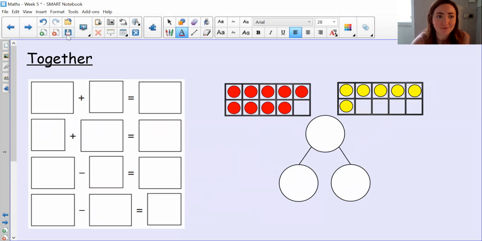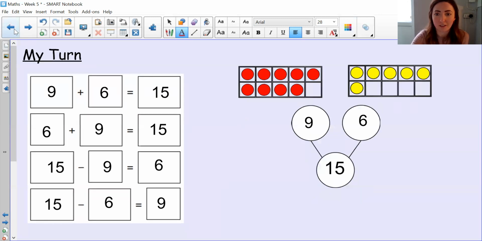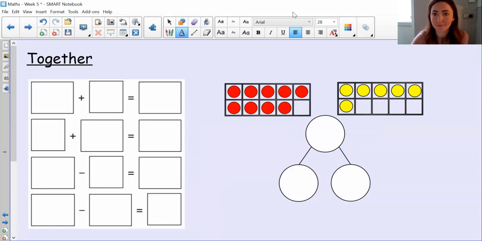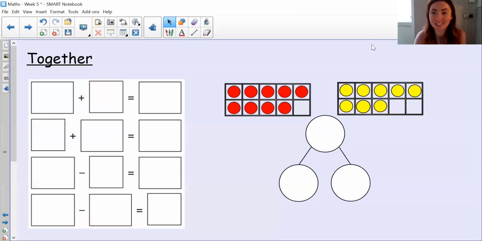Okay, your turn. Now, we'll do this one together. So you have a go at this one on your own first, and then we'll come back and see if you were right. So pause the screen here to do your part whole model and your fact family. So I just realized that was not particularly helpful as it was exactly the same as the last one. So I've just paused the video to make a new one for you. So let's try this one now. So pause here to have a go at the part whole model and the fact family.